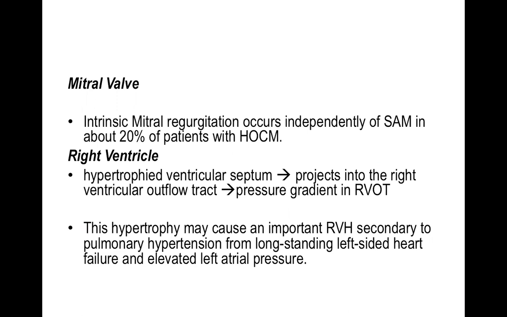Hypertrophy of the ventricular septum can project into the RVOT and increase the gradient in the RVOT. The hypertrophy may cause right ventricular hypertrophy secondary to pulmonary hypertension from long-standing left-sided heart failure.